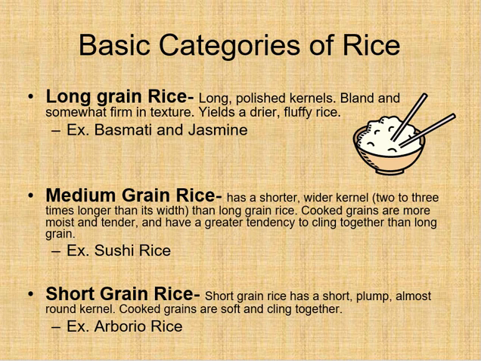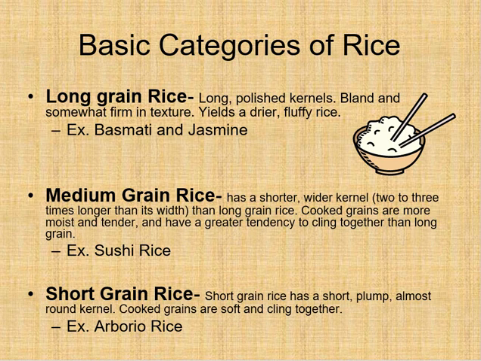Medium grain rice has a shorter, wider kernel, 2 to 3 times longer than its width, and when it's cooked it becomes moist and tender, and it has a greater tendency to cling together than the long grain. When I lived in Hawaii, we called this sticky rice, because you ended up with a white rice that was sticky. You'll find this in Chinese restaurants. You use it for sushi rice.